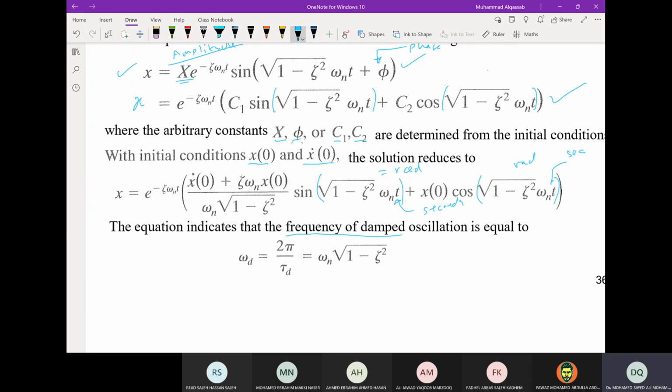And the frequency of oscillation here is for the damped system, and it's also called natural frequency. So we have omega d equal to the argument without t, which is square root of 1 minus zeta squared omega n. Or, it is omega n square root of 1 minus zeta squared. And this is called the natural frequency of damped oscillation. So there are two definitions for natural frequency. Natural frequency of damped system.